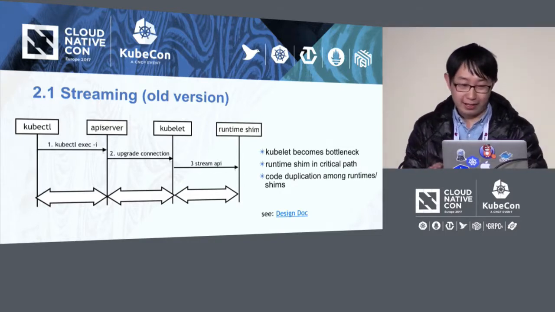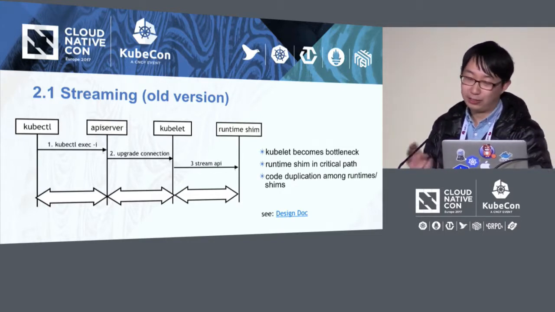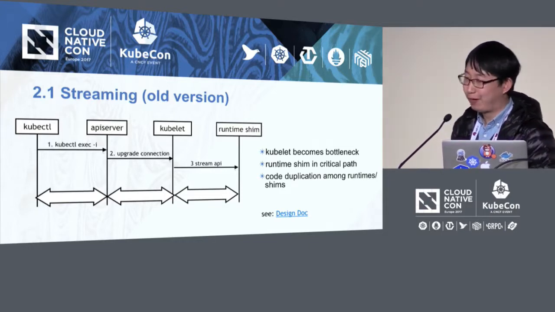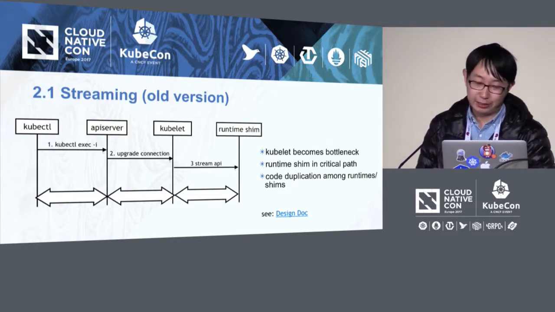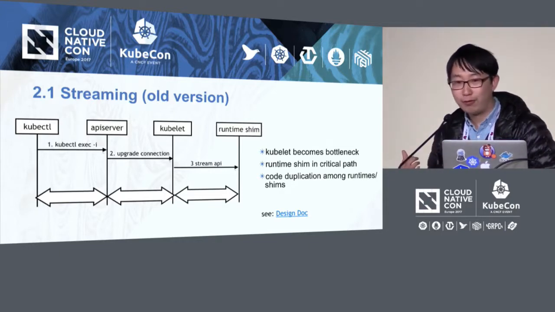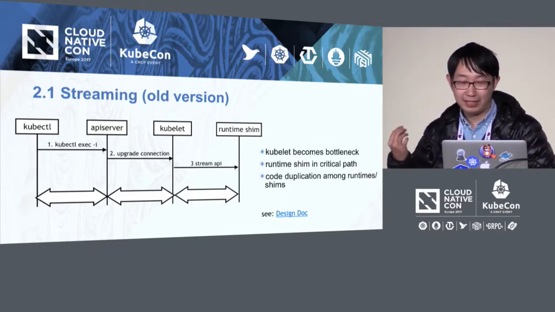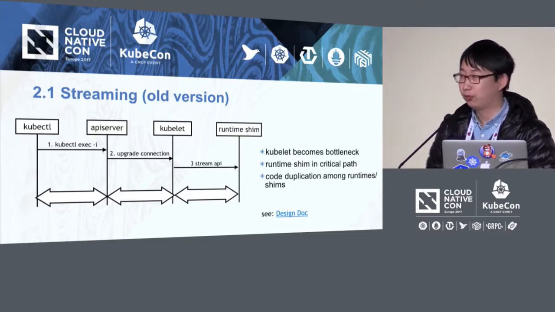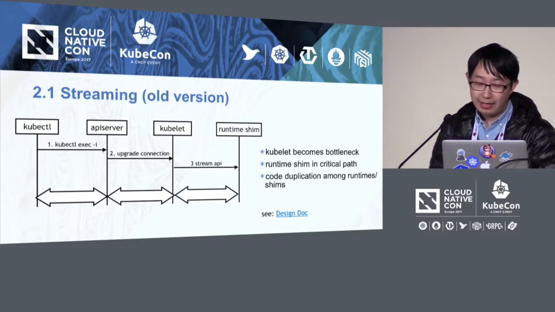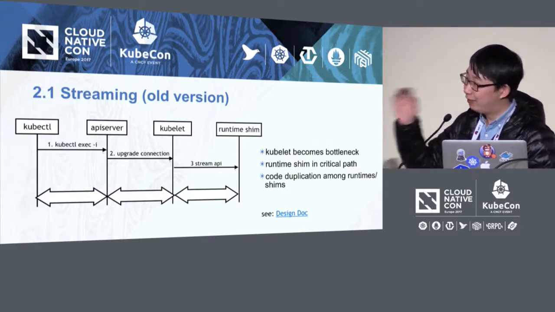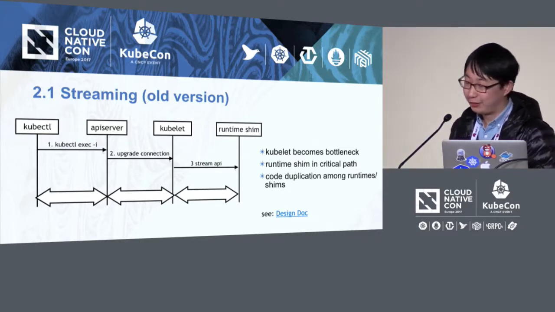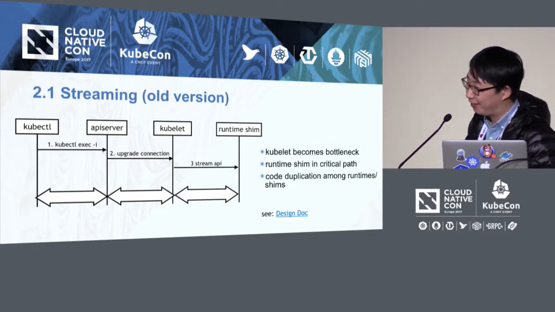So if you are running, for example, kubectl exec, the API server will be responsible for upgrading a connection to Kubernetes, and then Kubernetes will be responsible for sending the streaming API to the runtime machine, like Docker or Rocket. So you can see here there will be 3 kinds of connections established, but you can also see here there are some problems.